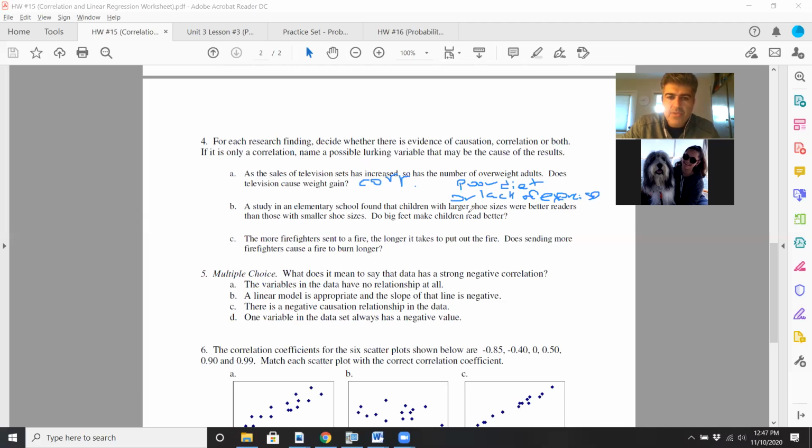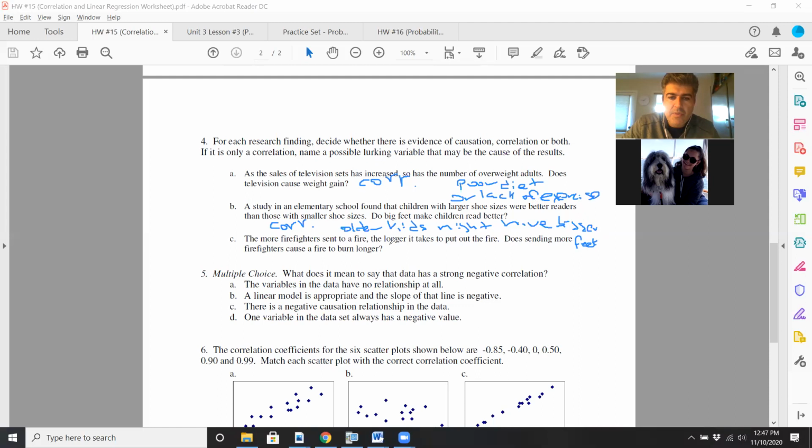A study in elementary school found that children with larger shoe sizes were better readers. Again, I wouldn't say that either. We probably have a correlation again. And a lurking variable could be older kids, who might have bigger feet. If they're older, they have probably had more experience reading, perhaps.